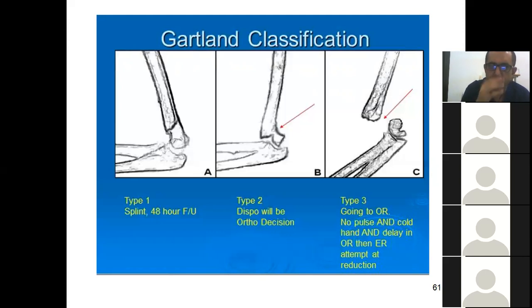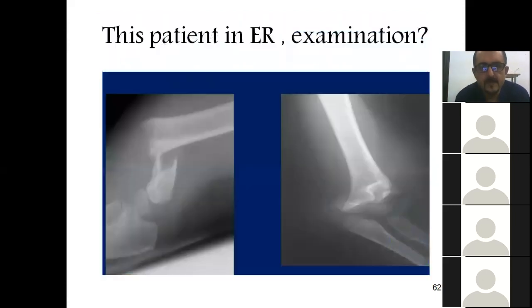I will not go into the modified Gartland. So type 1 can be managed conservatively, type 2 can be reduced and either put in a cast or percutaneous pinning, and type 3 can also be closed reduction and pinning, plus or minus ORIF. So this is the extension type of supracondylar fracture. How will you reduce it? What examination findings will you have?